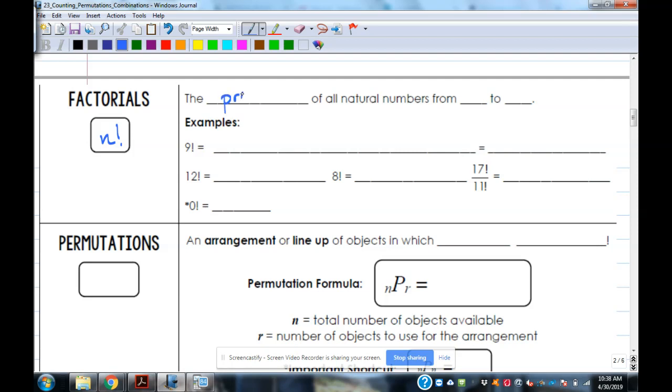It's the product of numbers from n to 1. So like the first example is 9 factorial. It's the product of numbers 9 times 8 times 7 times 6 times 5 times 4 times 3 times 2 times 1, and work that out. The good news is your calculator has a button for that that would help instead of having to type that out. That really stinks to have to type it out.